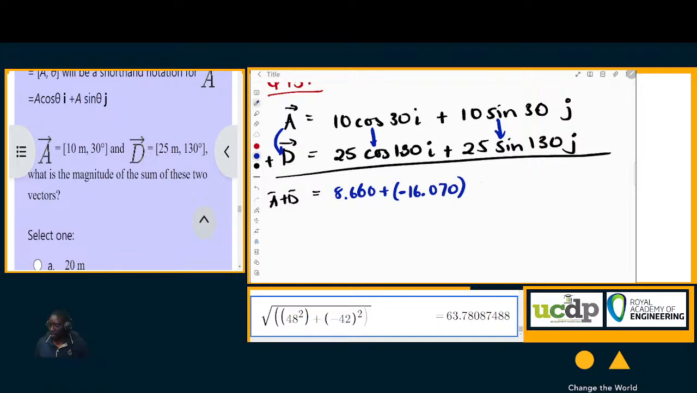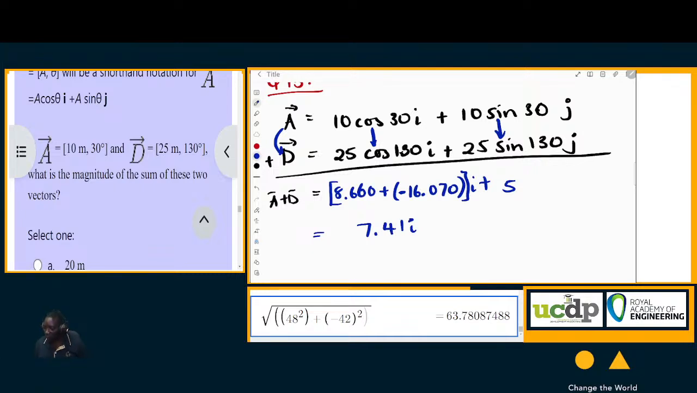Then plus 10 sine 30. 10 sine 30 should be 5, I hope. Yes, it is. So all this is for the i. Then plus 25 sine 130, and that gives you minus 7.41 i. Okay, someone has just evaluated that one. I think 7.41 i, yes.